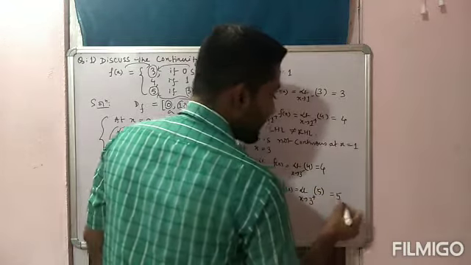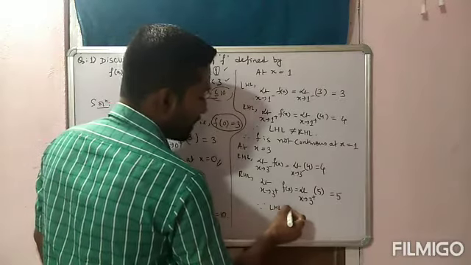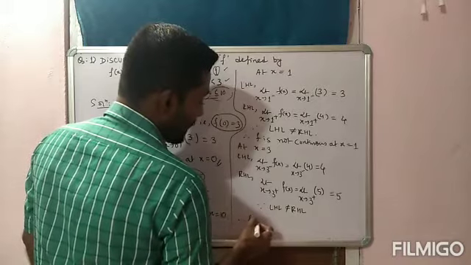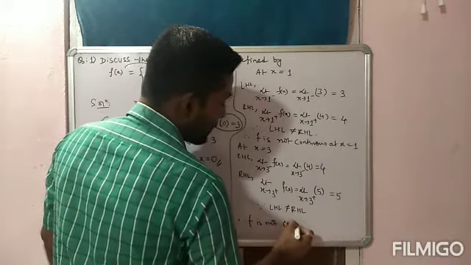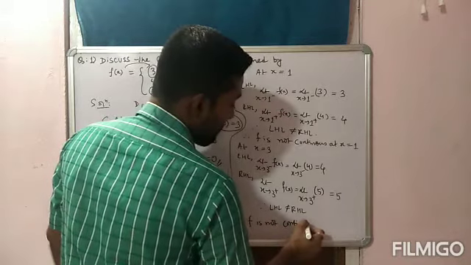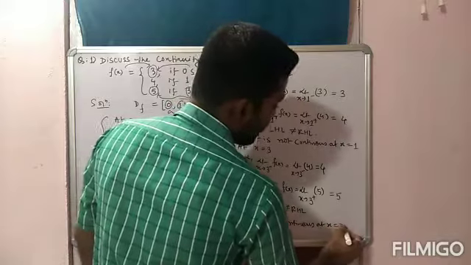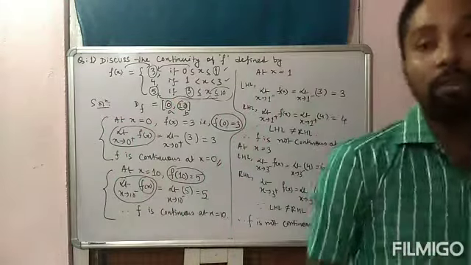This is also a constant term. Okay. Now since here also the left hand limit is not equal to the right hand limit, therefore we can say that f is not continuous at x equal to 3. F is not continuous at x equal to 3.